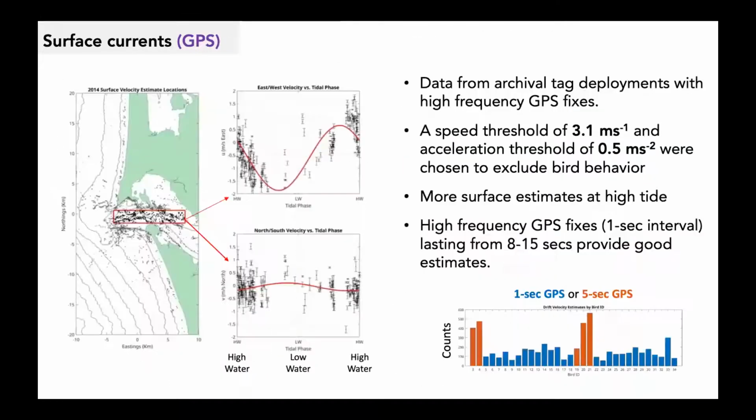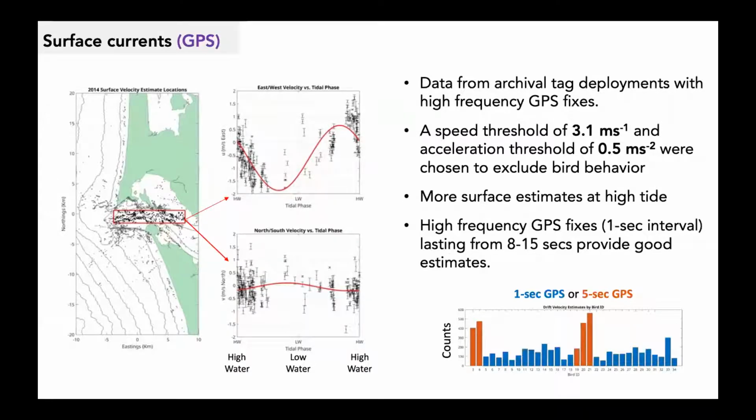Surface currents. So we've used data from archival tag deployments that were collected at 1 second and 5 second resolution. And this has really helped us hone in on what we might need to collect from the tags. Thus far, it seems like we really do need high frequency GPS fixes over 8 to 15 second intervals in order to get a good surface current estimate.